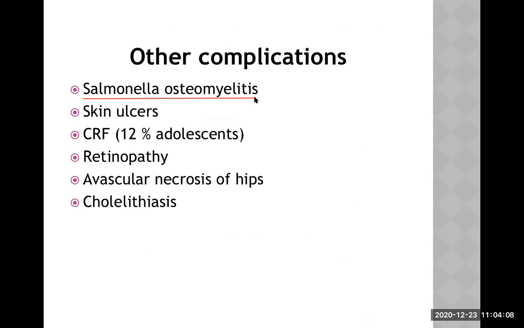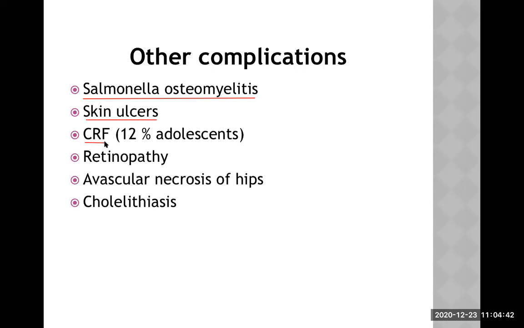Salmonella osteomyelitis. Now, this is a very important question you may be asked in the exam. Osteomyelitis is the infection of bone along with bone marrow, and the commonest organism is Staphylococcus aureus. But if somebody is suffering from sickle cell disease, Salmonella can be the important causative agent. Skin ulcers: these are ischemic type of ulcers. Ischemia can result in breakdown of the skin, resulting in ulceration.